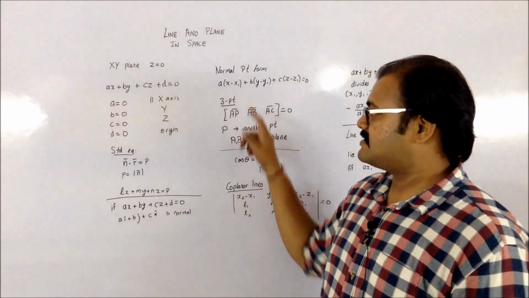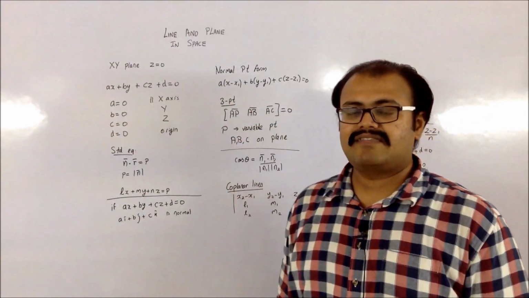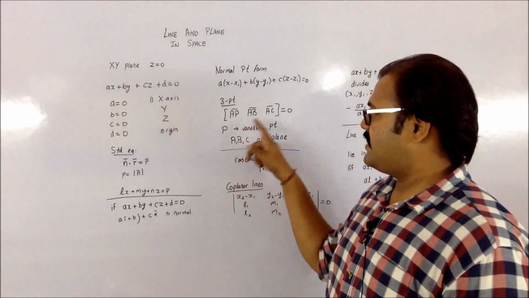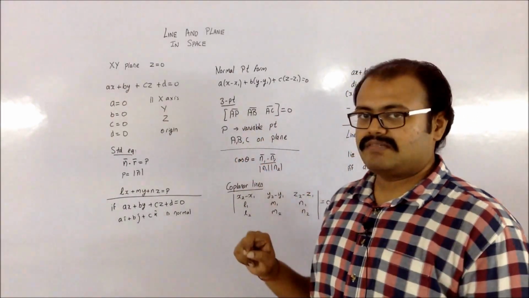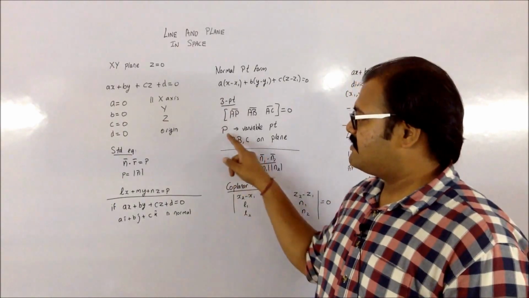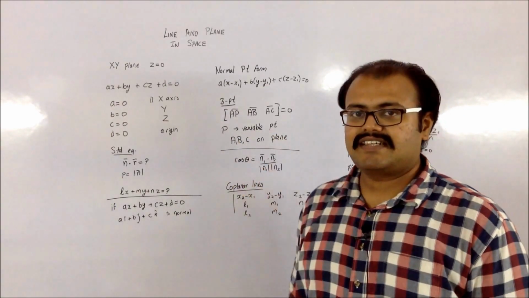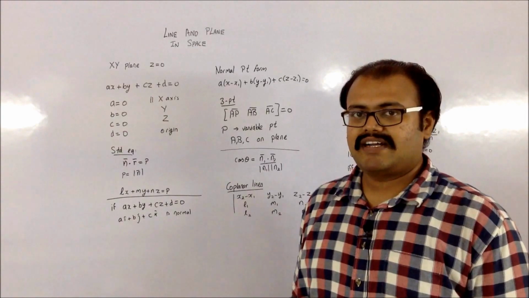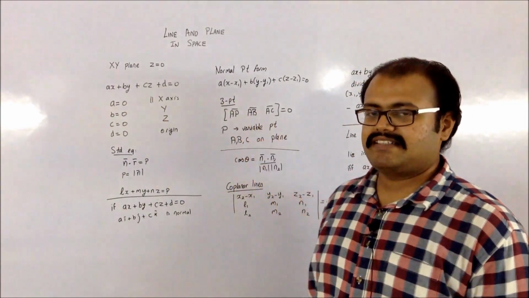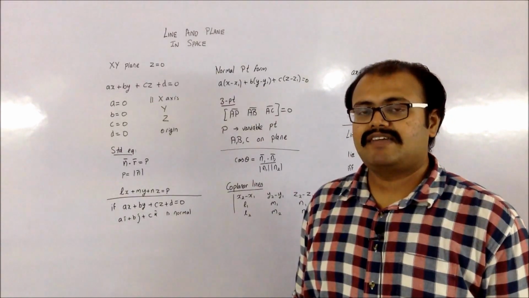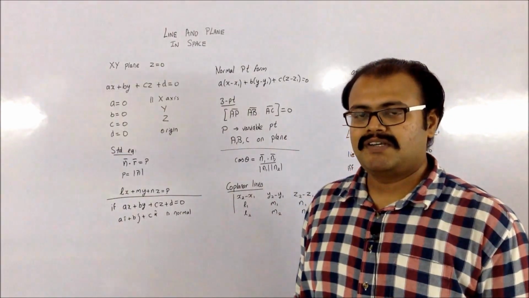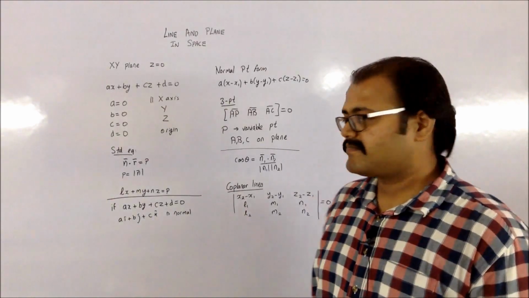Next one is the 3-point form, in which I have 3 points lying on the plane. Let the points be A, B, C, lying on the plane with their corresponding coordinates known to me. Then P is the variable point, which is x, y, z. So I have to represent the box product of AP bar, AB bar and AC bar and equate it to 0. That is basically my 3-point form for a plane.